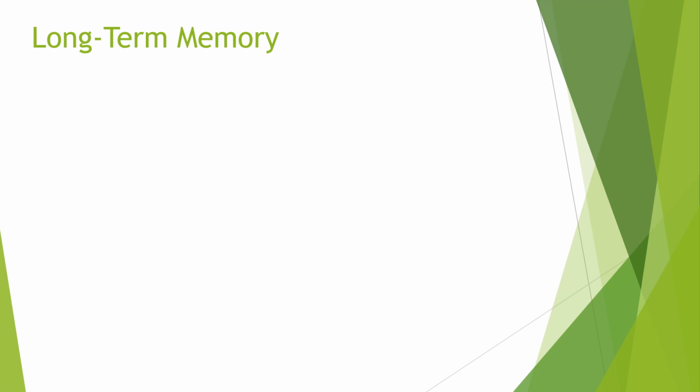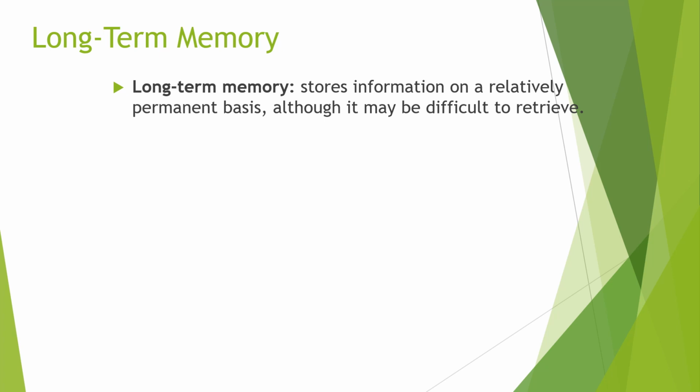Okay, so let's talk about long-term memory. So we went from sensory memory to short-term memory into long-term memory. Long-term memory stores information indefinitely. It says it's a relatively permanent basis. It is permanent. Once information is in long-term memory, it is there to stay. It may be difficult to remember that information at certain points in time, but the information is not lost.